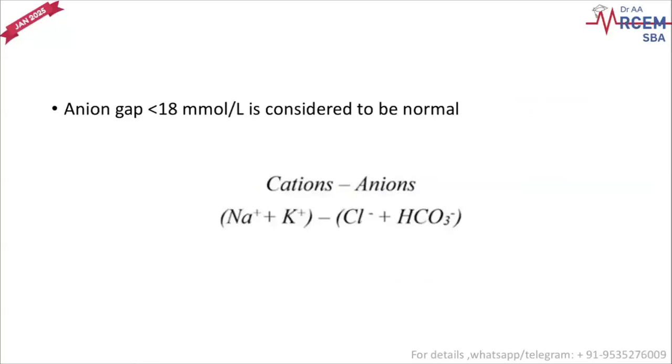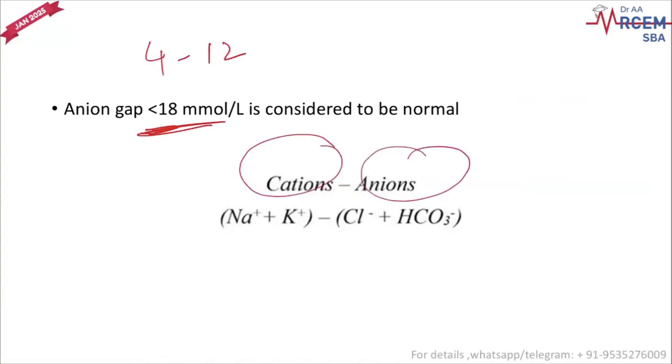Anion gap. The normal range of anion gap depends from lab to lab, from literature to literature. Usually they say from 4 to 12. Some literature says it is less than 18. You can consider it as a normal range. But how do you calculate an anion gap? Cations minus anions is the anion gap.